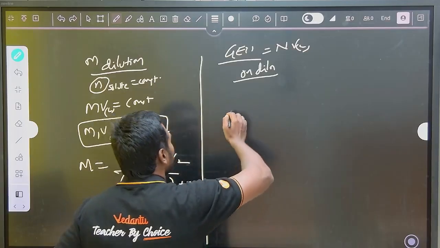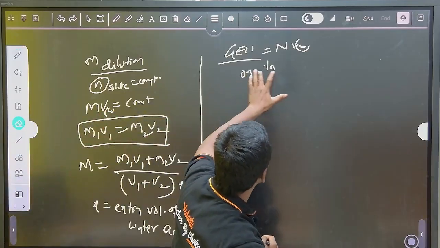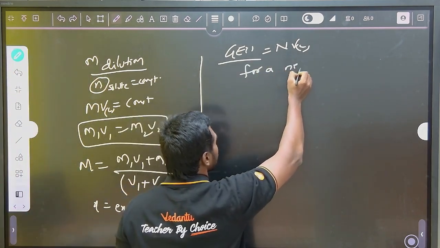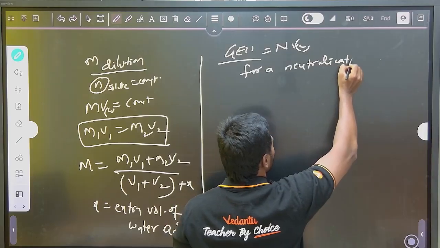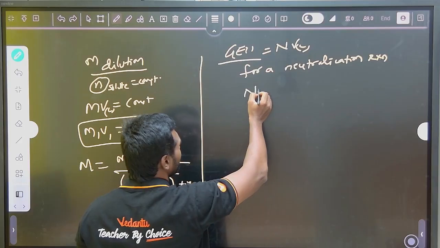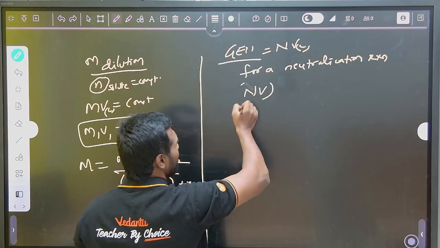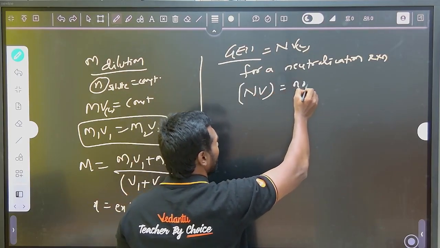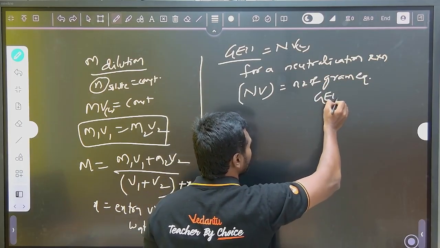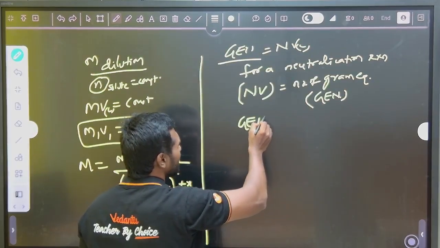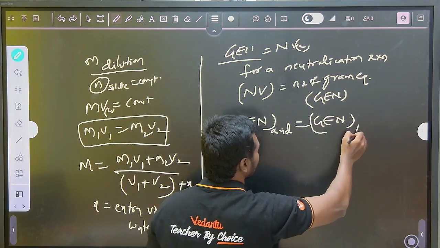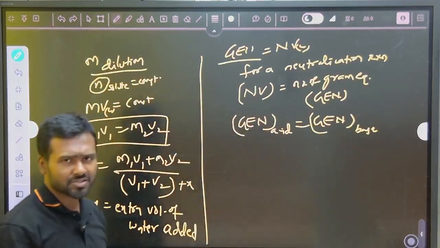That's why this is the best method to express concentration. So for a neutralization reaction, the number of gram equivalents is equal. Normality into volume is the number of gram equivalents, which we write as GEN. So GEN of acid is equal to GEN of base. Then only it is a complete neutralization reaction.